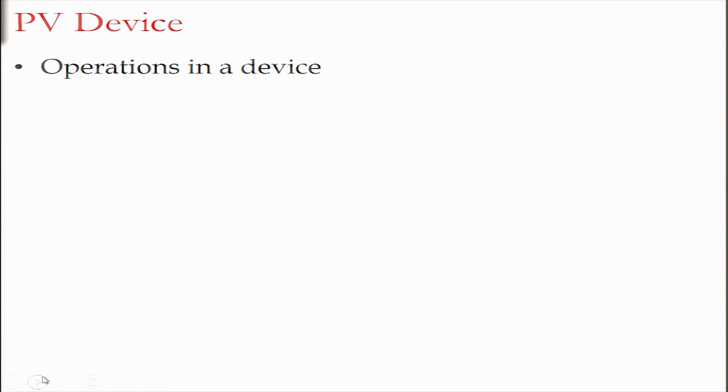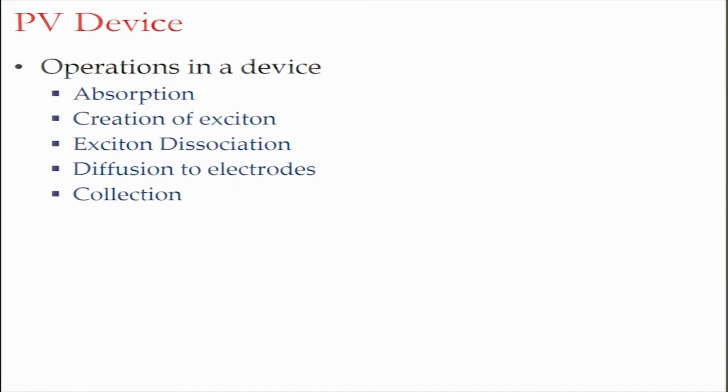So, if you look at a PV device based on this efficiency, the operations are fairly straightforward. The operations in a PV device are, first you have light absorption, then you have creation of exciton, then you have exciton dissociation, then you have diffusion to the electrodes, and then you have charge collection. And this is what, as we saw, the external quantum efficiency is made up of.